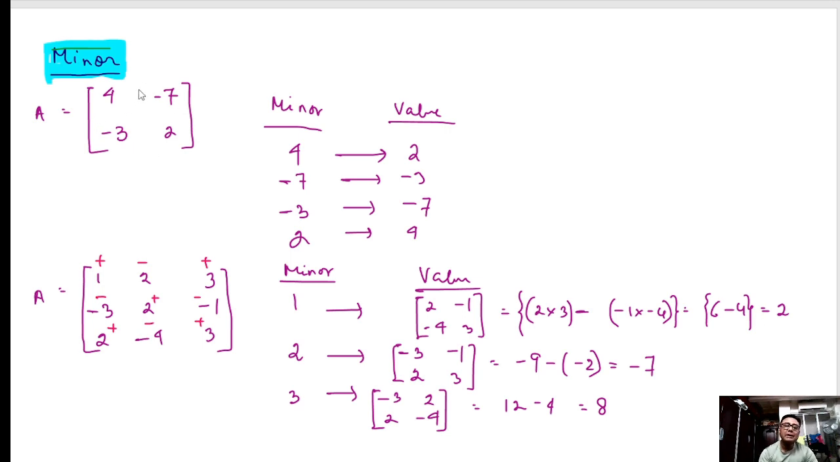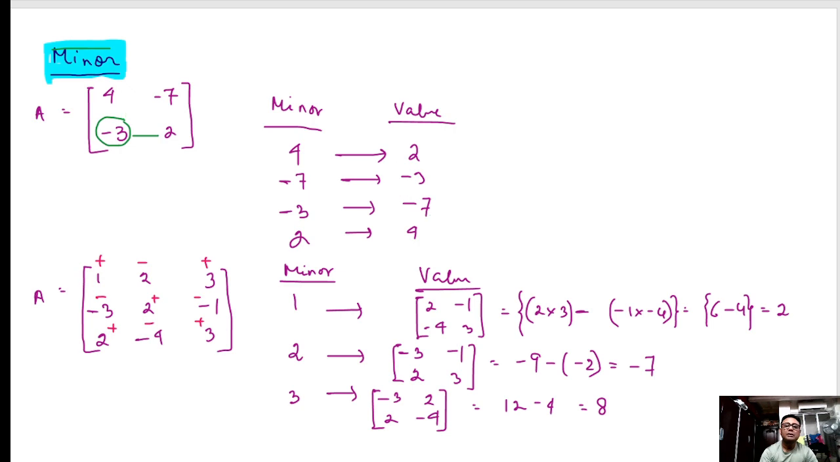So minor of 4, as you can see, when you are choosing 4, don't choose its row and column. So what is left? 2. So minor of 4 is 2. Similarly, when you are choosing minus 7, don't choose its row and column. So minus 3 is left. Okay, minor of minus 7 is minus 3. Similarly, when you are choosing minus 3, don't choose its row or column. So what is left is minus 7.